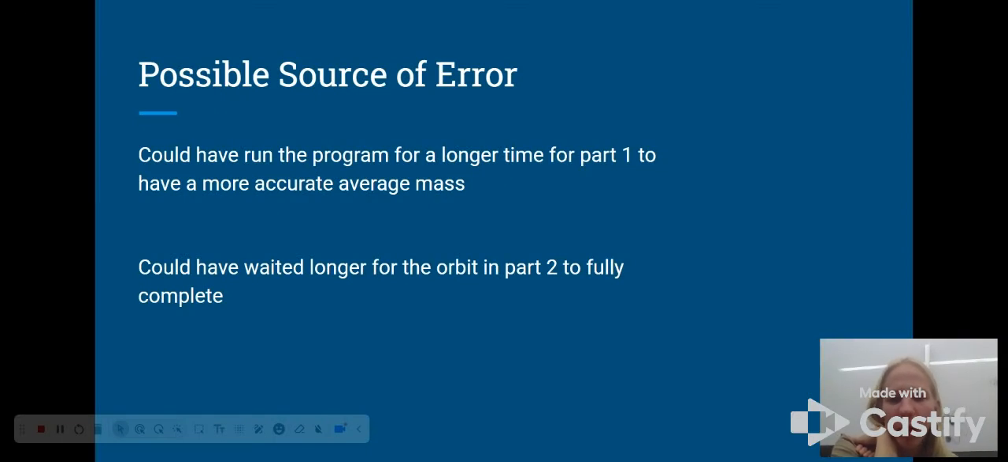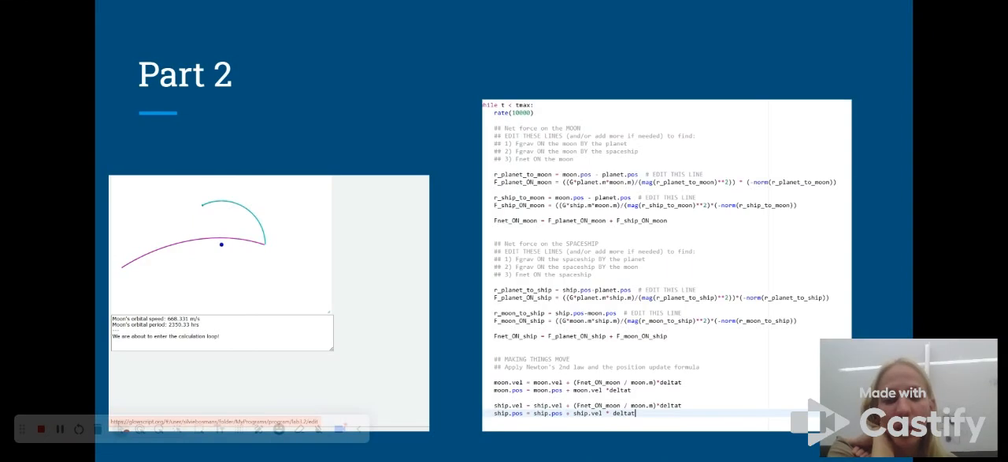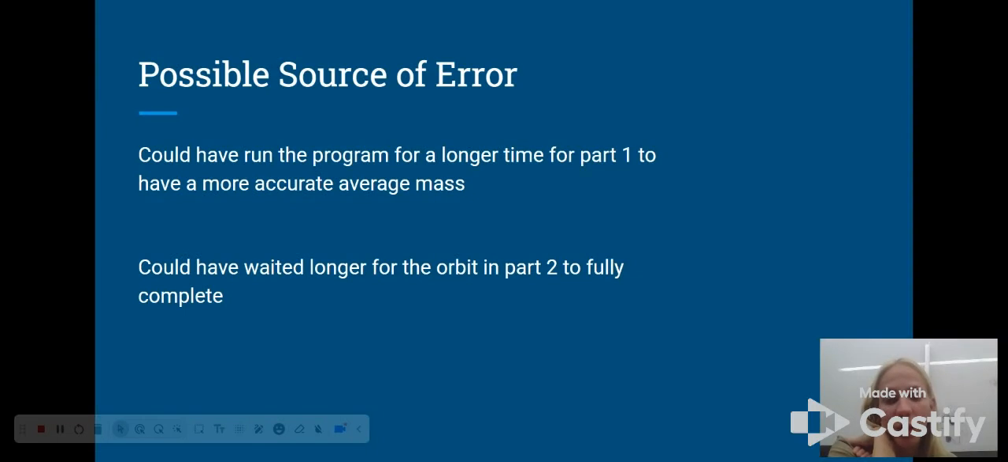So, possible sources of error. I could have run the program for a longer time in part 1 to get a more accurate mass, and as you can see in this image, I didn't wait for the entire orbit to occur, so I could have done that to fully check.